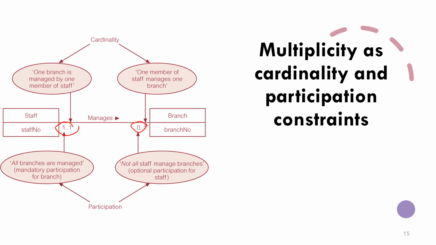And participation. All branches are managed means that all branches must be managed by somebody. But not all staff manage a branch. Only selected staff can become a representative to manage the branch. Can you understand this one? So all branches are managed, mandatory, by staff. But not all staff here manage the branches.